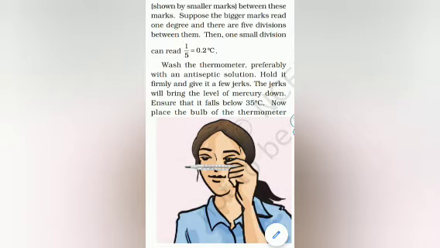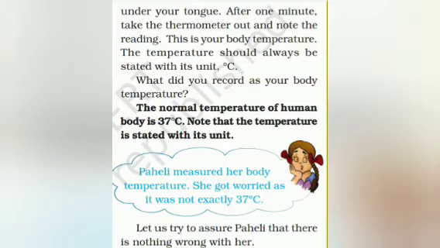Now place the bulb of the thermometer under your tongue. There are different parts where you can sense the temperature. One of them is under the tongue. After 1 minute, take the thermometer out and note the reading. This is your body temperature.